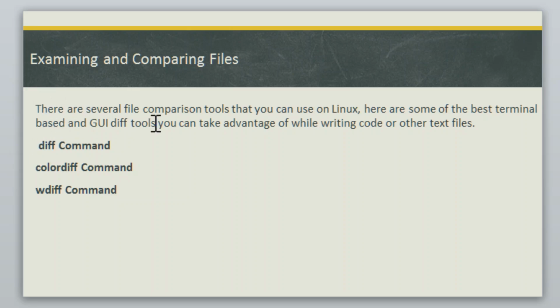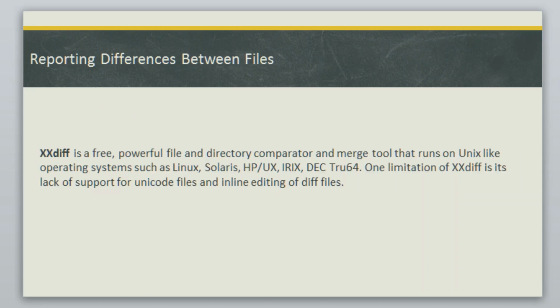There are several file comparison tools that you can use on Linux. Here are some of the best terminal-based and GUI diff tools you can take advantage of while writing code or working with text files. The first is the diff command. Second is the colordiff command. And third is the wdiff command. xxdiff is a free, powerful file and directory comparator and merge tool that runs on Unix-like operating systems such as Linux, Solaris, HP-UX, IRIX, and DEC64. One limitation of xxdiff, though, is its lack of support for Unicode files and inline editing of diff files.